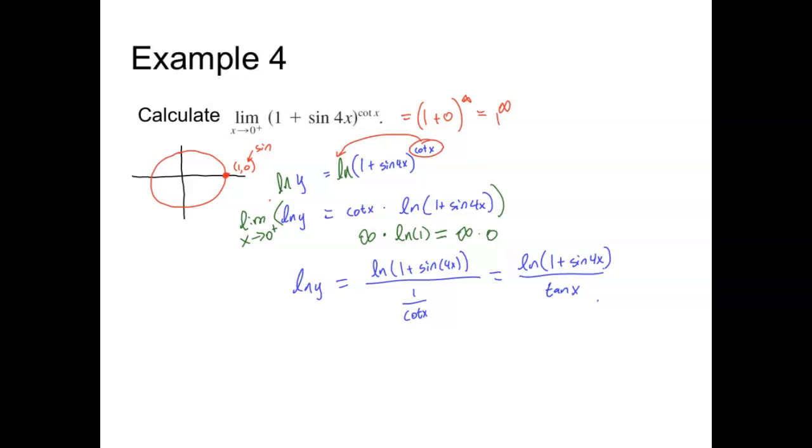All right, so now if we try and evaluate our limit by substitution, if I plug in 0 here, I get natural log of 1 over tangent of 0. Natural log of 1 is 0. Tangent of 0 is also 0. And finally, I have this in a form where I can take L'Hopital's rule.